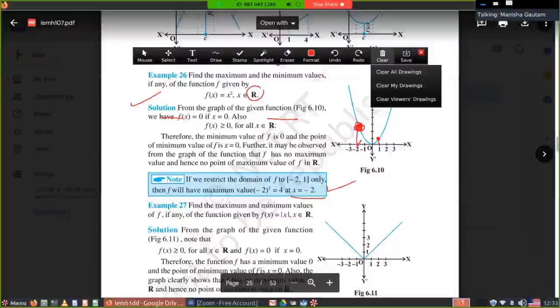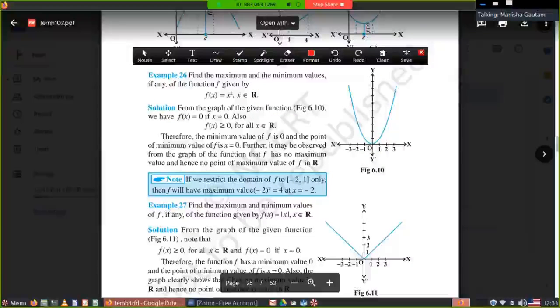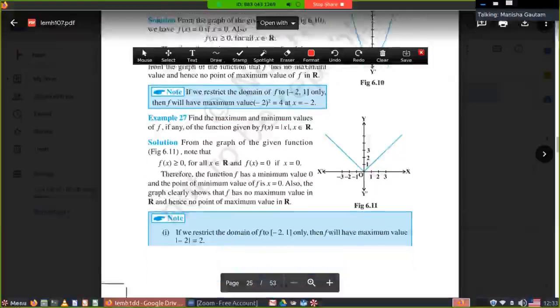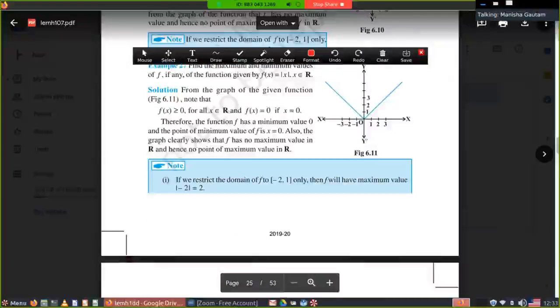If there is no restriction in the interval, you can't find out the maximum value. In example number 27, we have to discuss the function f(x) = |x|. What is the meaning of f(x) = |x|? We can write it like this: it is x if x is greater than or equal to 0, and it is minus x if x is less than 0. So this graph you will obtain.